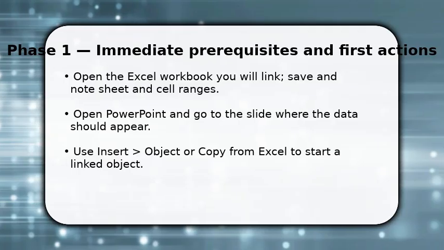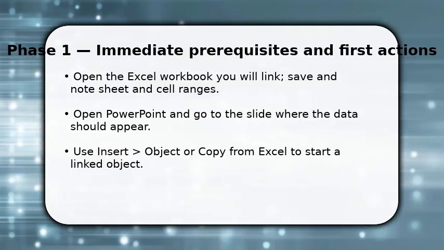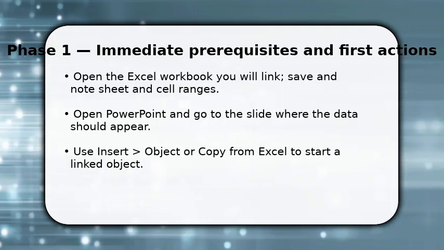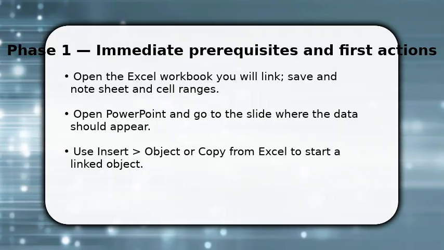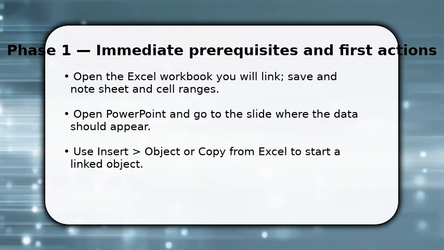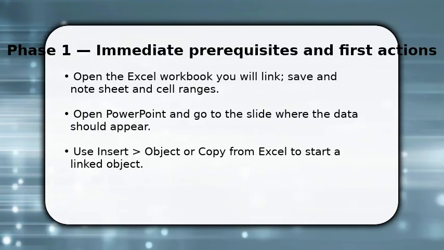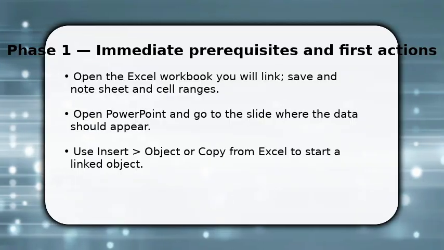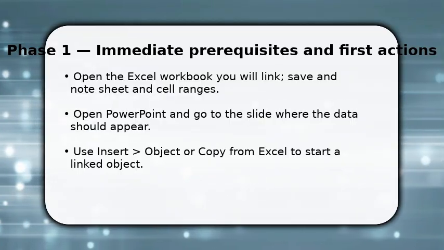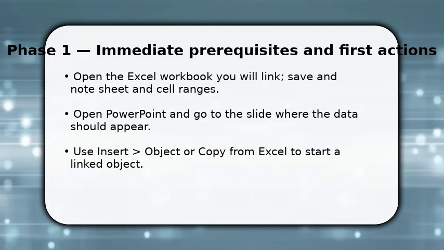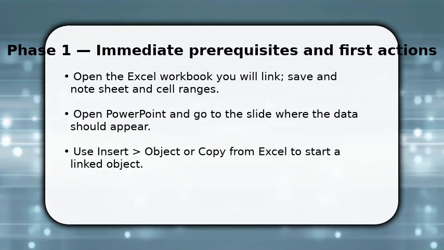You begin by opening both files and identifying the exact sheet and range. This is critical. Once done, switch to PowerPoint and select the slide where the table or chart belongs. Make sure to choose Insert Object for a full workbook object, or copy the Excel range, then use Paste Special and select Paste Link. This creates a live connection so updates in Excel flow to PowerPoint. Because you linked, not embedded, the source remains authoritative and smaller in file size.